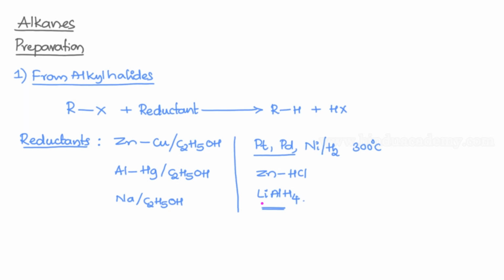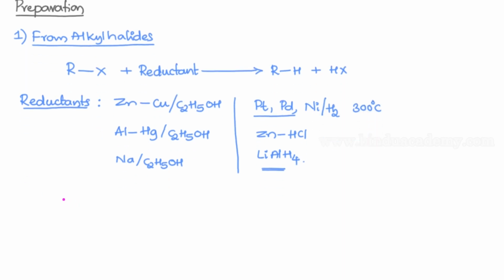Okay, let's have one particular example here, that is, let me have here CH3I, methyl iodide, and that is reacting with the first reductant, that is zinc copper in presence of C2H5OH, and we get the product, that is CH4 plus HI. So this is what we get as the product here.